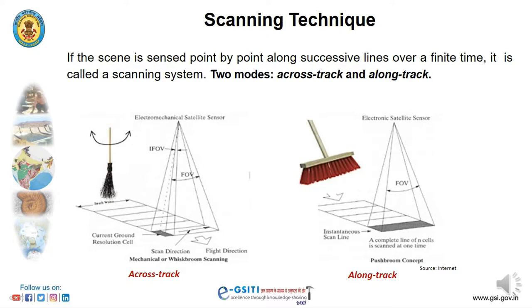In this image, you can see why it is called a whisk broom. Here we can see an electromechanical satellite sensor having a system of scanning across the movement of the satellite. So you can see the flight direction, and the scanning system will be working across this flight direction. Whereas in an along track scanner, it is a kind of push broom concept, just like a swiping along the flight direction or the path direction. It is otherwise called an electronic satellite sensor. How they function, we can see in the coming slide.